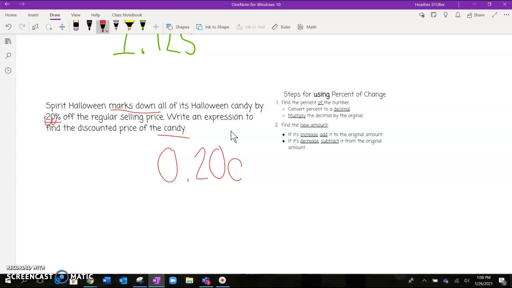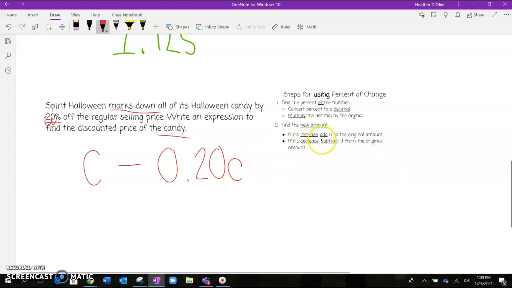And the last part, find the new amount. Okay, if it's an increase, add it. If it's a decrease, subtract it from the original. Okay, well, this is a decrease, so I'm going to subtract it from whatever the candy cost. I'm using these variables because I don't know what it is right now. So that way later on, if I know what the price of the candy is, I can put the number in place of where C is right now.